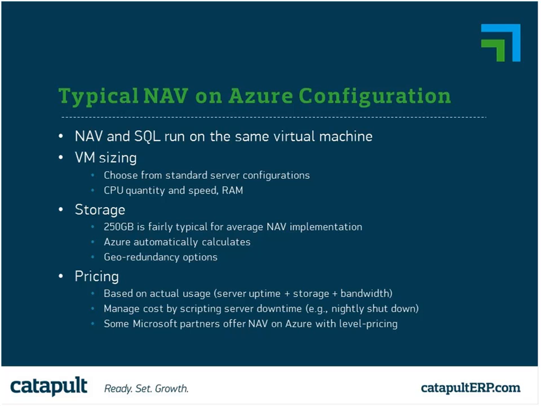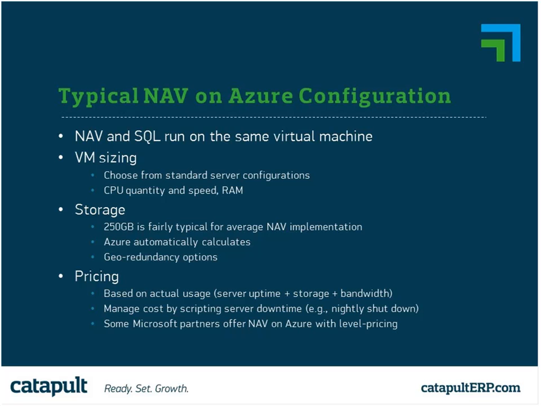In terms of storage for cloud hosting or infrastructure as a service, we find that 250 gigs is fairly typical for an average NAV implementation. Obviously, that's very case specific. In the case of Azure, it automatically calculates the storage that you need. Because it's a multi-tenant environment, there's no risk of running out of storage and finding out in some accidental way that you're bumping up against a storage limit. Storage is automatically scaled to the needs. As well, Azure offers geo-redundant options, so that if you want your data as part of your disaster recovery strategy to be mirrored in different data centers, that's as easy as ticking a box.